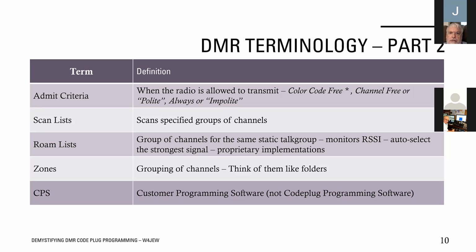Roam lists. Some of this is just to educate you on what it is. Roam lists are not used in the ham world. People try and use them. They typically fail. The reason why is, let's say I've got 10 repeaters in the Metro Atlanta area, same talk group on all 10 of those repeaters. I want the radio to use the repeater that has the strongest signal. So the radio is continuously monitoring the RSSI, the received signal strength, and it automatically selects the strongest signal.